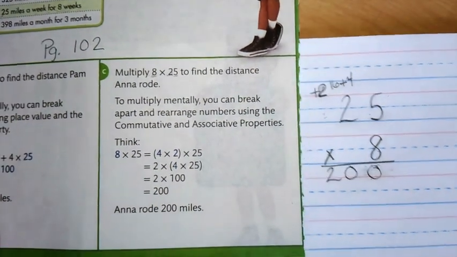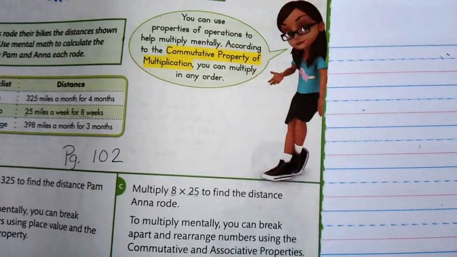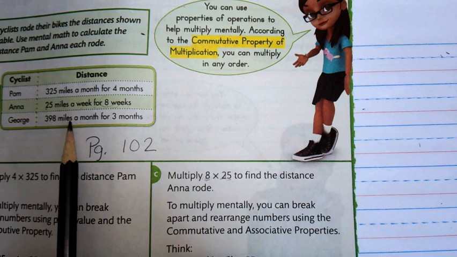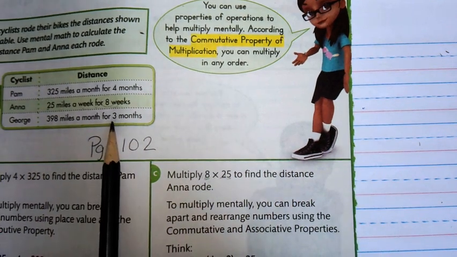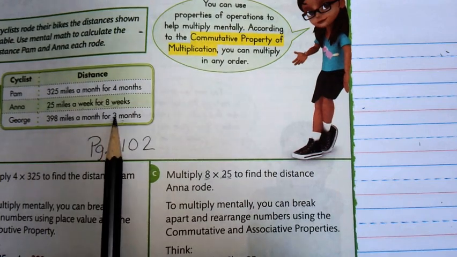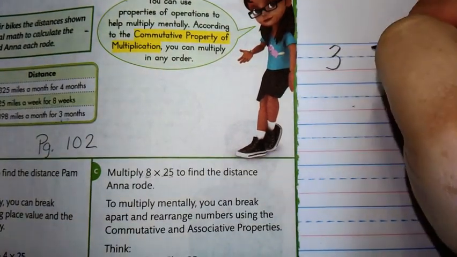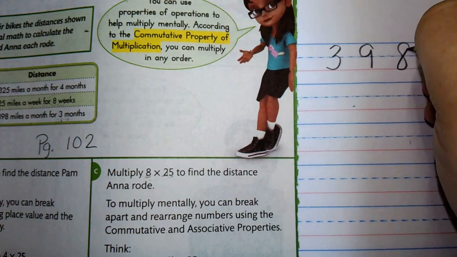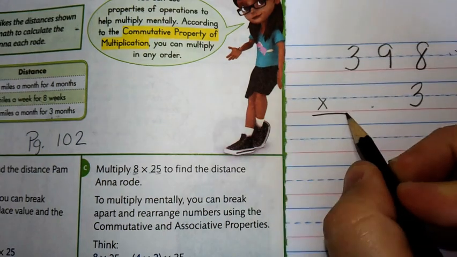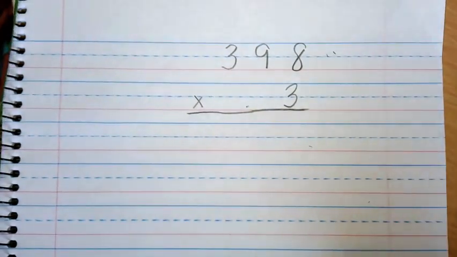All right. We've got one more, and I'm going to go ahead and flip this around to give me a little bit more space again. And it says George rode 398 miles a month for 3 months. All right. So we're going to take 398 times 3. Let's go ahead and write that. So we've got 398 times 3. All right. And I'm going to go ahead and move this right to the middle so you've got this.